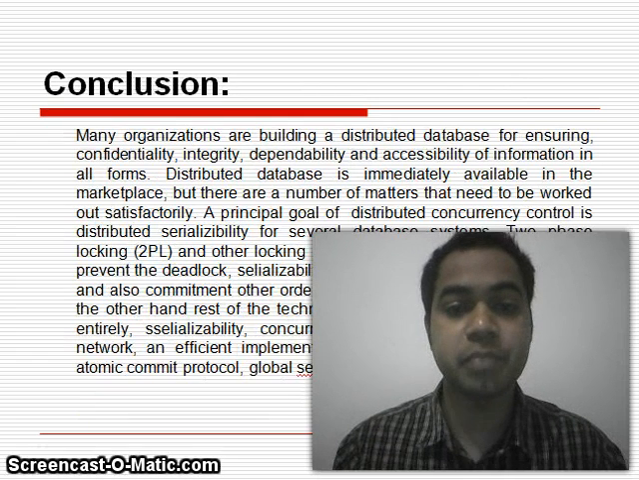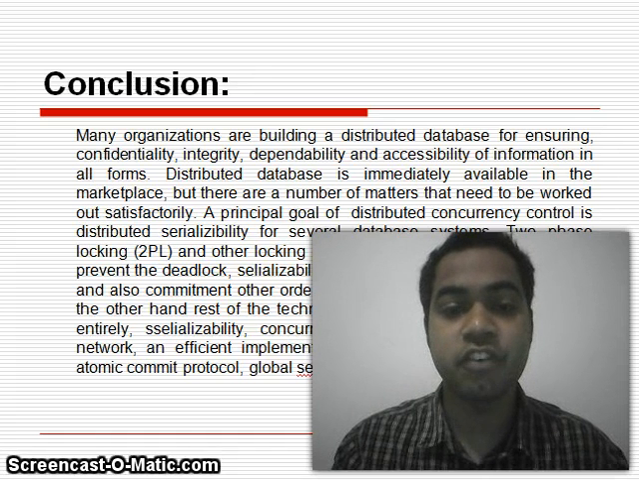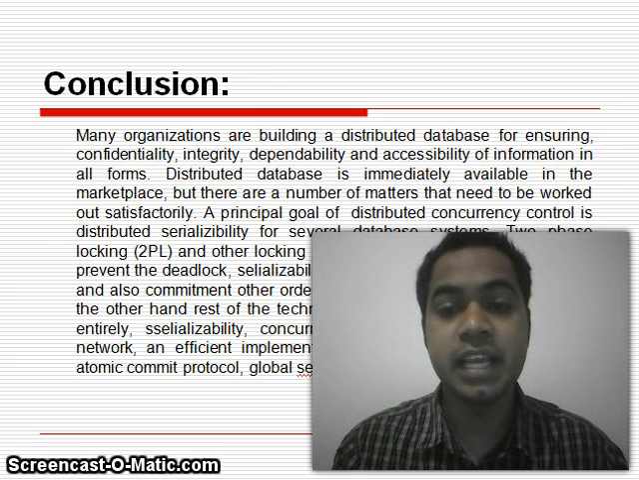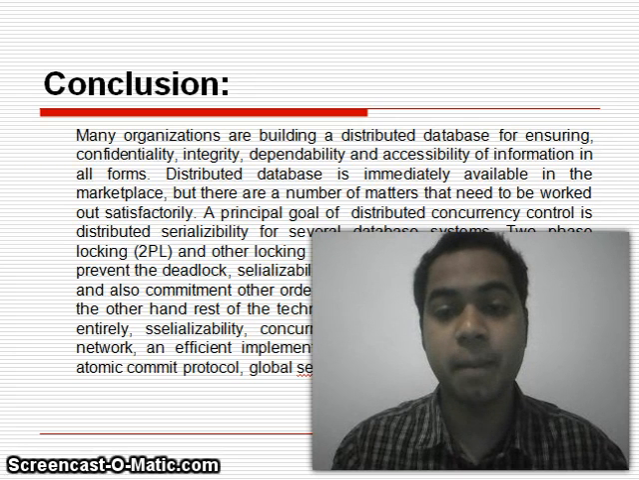Conclusion of this research paper. Many organizations are building distributed databases for ensuring confidentiality, integrity, dependability, and accessibility of information in all forms. Distributed databases are immediately available in the marketplace, but there are a number of methods that need to be worked out satisfactorily. The principal goal of distributed concurrency control is distributed serializability for several database systems.